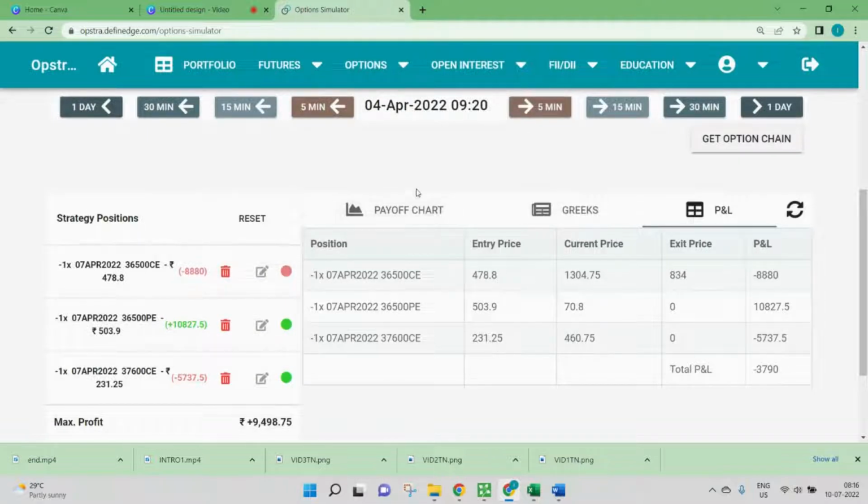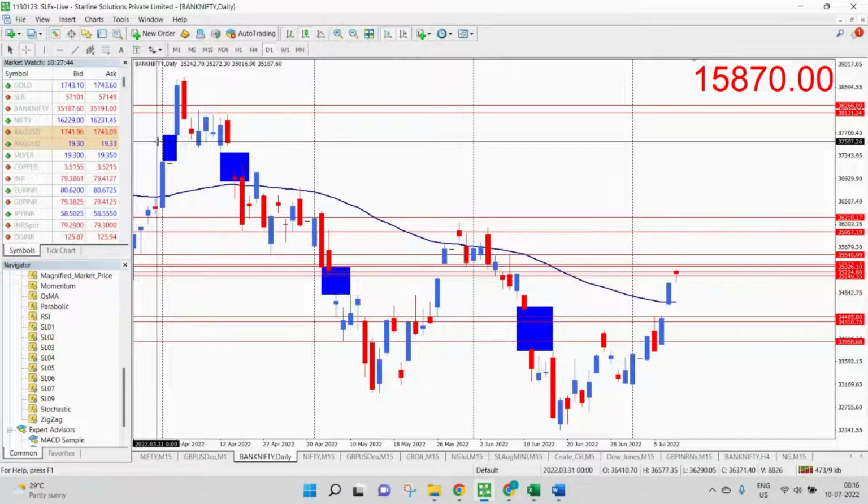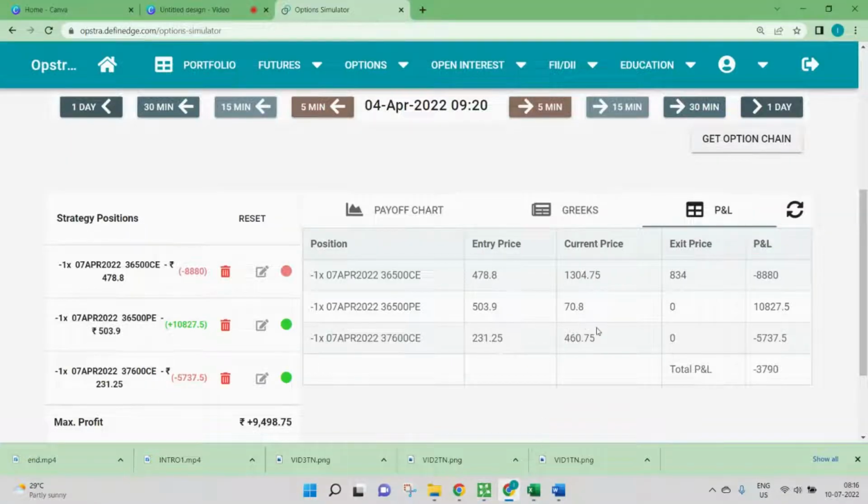So next day morning, what has happened is that the market has opened with a huge gap up, this gap here. Our CE has gone to 460 and PE has gone to 70. 460 is just double of 231, so we have to exit the trade here because the CE premium has hit the stop loss as per this rule.